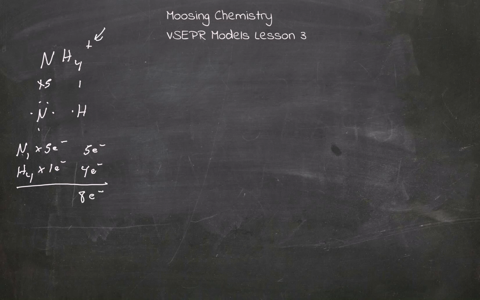But notice that this is a plus sign. In the last 2 that we did, it was a minus sign. So what we're going to do, instead of adding an electron, we're going to subtract an electron. So we're going to go -1 electron.